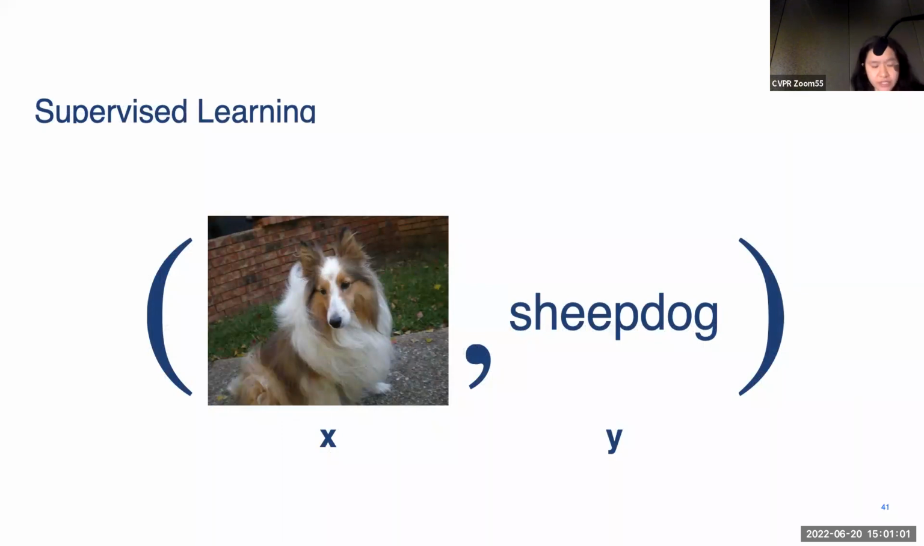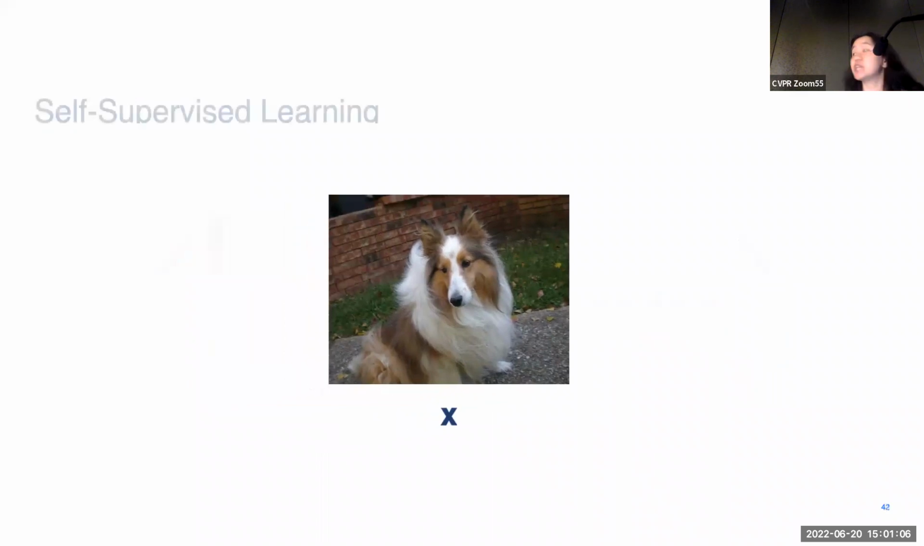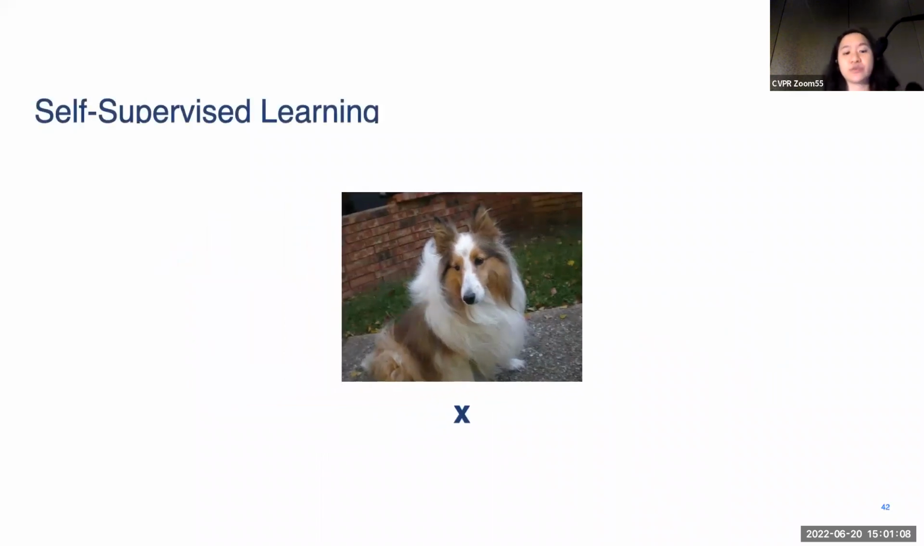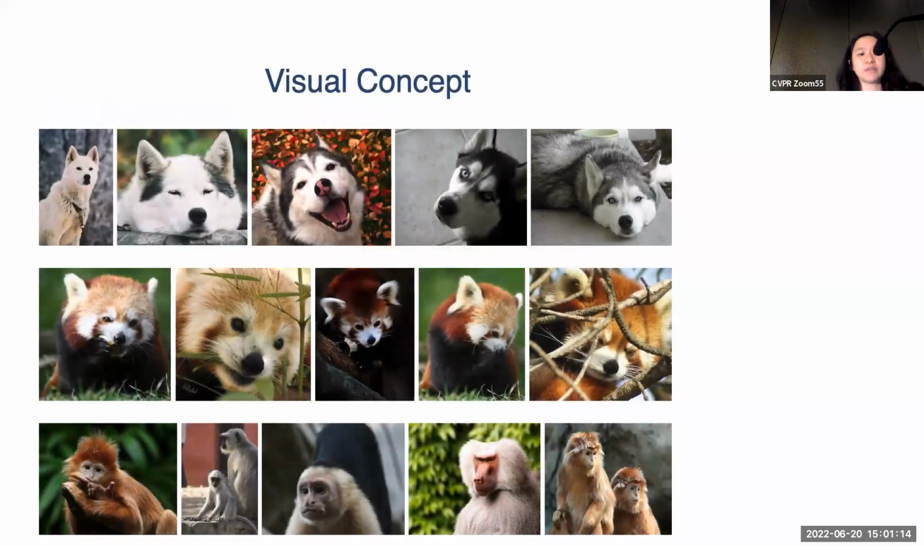So recall that in supervised learning, we're learning to predict our labels Y from inputs X. And in self-supervised learning, we don't have labels. We can only learn from our inputs, which are typically images or videos in computer vision. So what can we learn with just images?